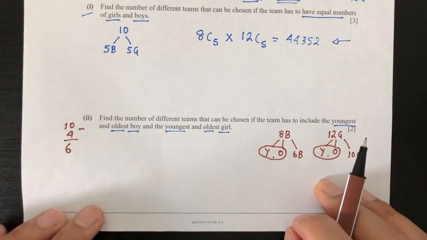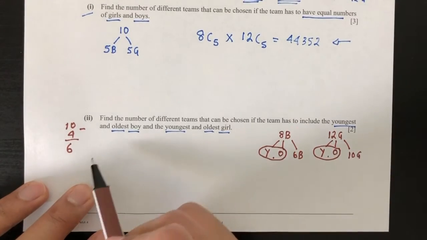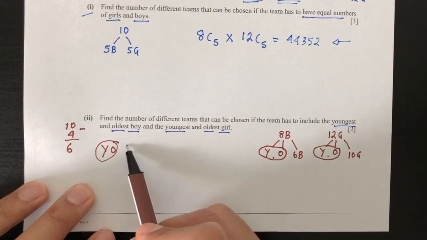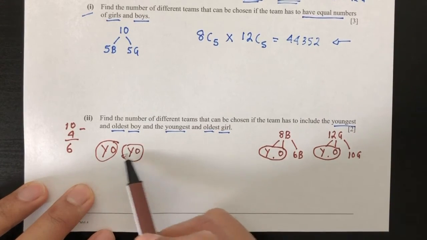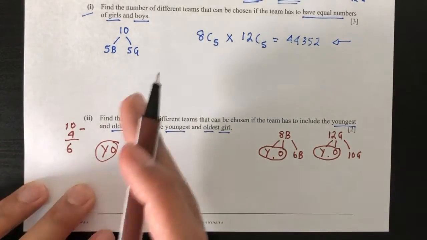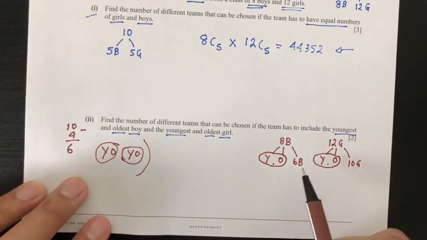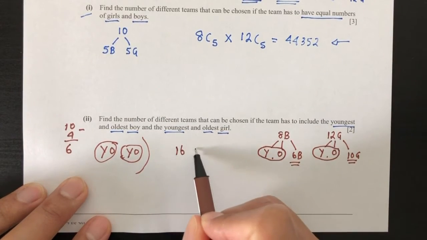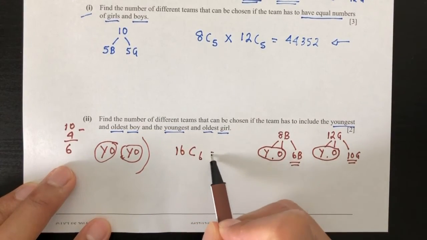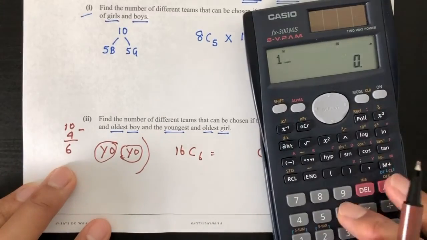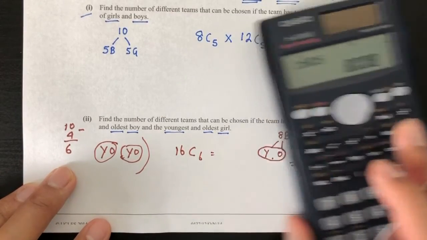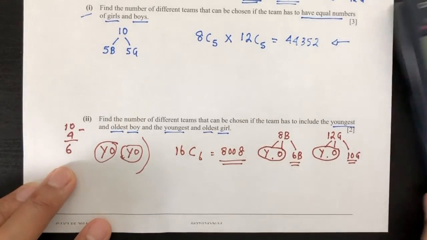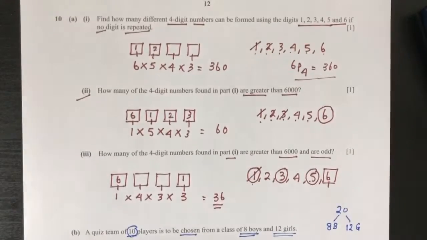So let's do that. When you have made the choice already, we just forget about them. So we just say YO for boys on one side and YO for girls on one side. We just forget about them. And then from the remaining people, which is 6 boys and 10 girls, that is 16 people, we have to choose 6 people. That is your answer. 16 choose 6, that will be 8008. That is your answer for part 2, and that is your question number 10.